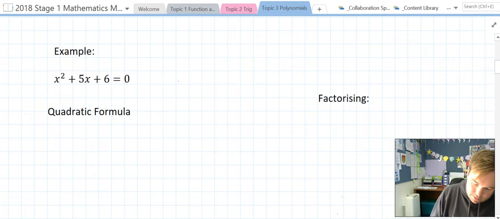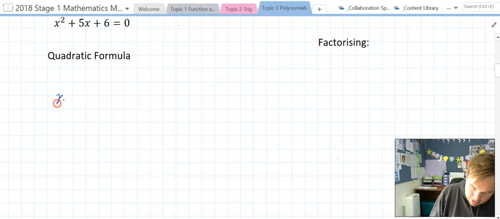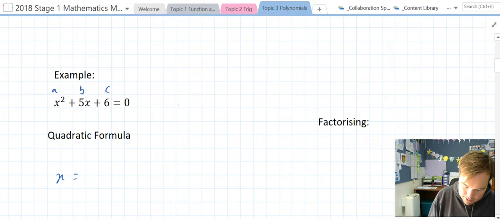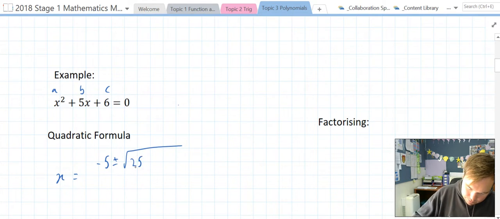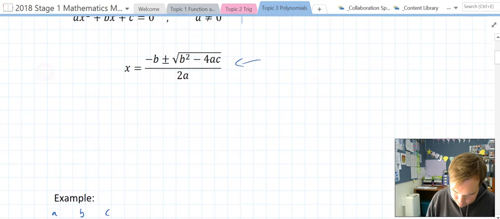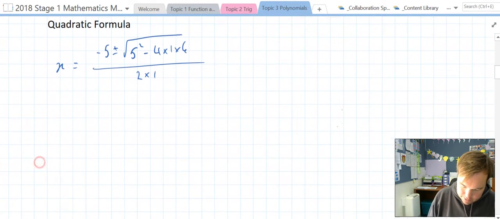So if we want to use this, we have a, b, c, and I honestly would label them. And then we know that x is equal to, you can sub into the formula. So I would write minus b, which is minus 5, plus or minus the square root of b squared, take 4 times a times c, over the top of 2a.